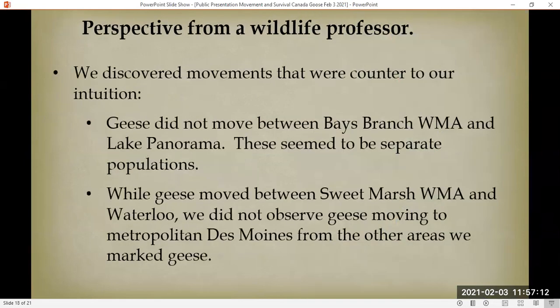Next slide. We also discovered several things that were really counter to our intuition. We thought originally that geese that were collared at Bays Branch Wildlife Management Area and Lake Panorama would exchange, but they really seemed to be totally separate populations, and we didn't really see any movement between those. And while we saw geese moving between Sweet Marsh Wildlife Management Area and Waterloo, we did not observe geese moving into metropolitan Des Moines from other areas. We marked the geese, so that was very interesting. Next slide.